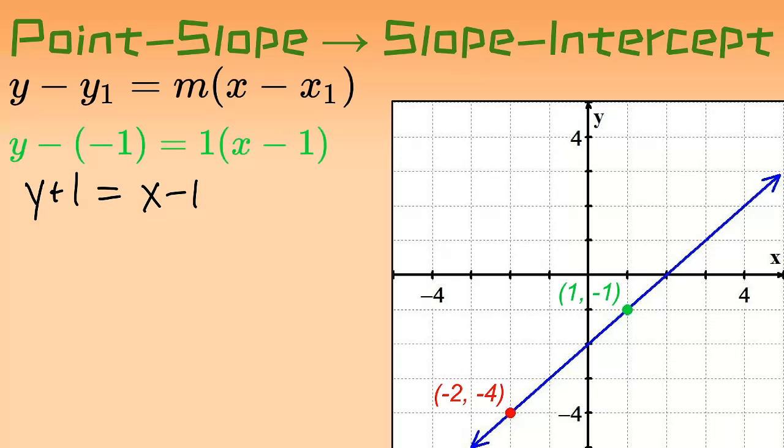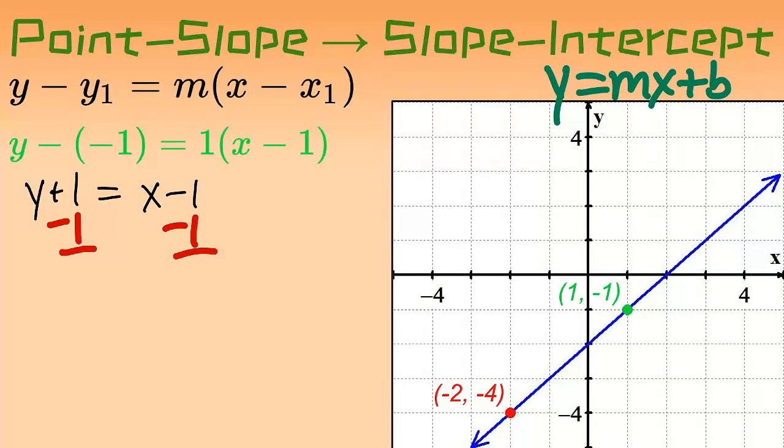And now in order to solve this, to write it in slope-intercept form, remember slope-intercept form is y equals mx plus b. So our y has to be isolated. And here our y is not isolated because we're adding 1 to it. So we can subtract 1 from both sides, and we get y on the left-hand side is equal to x minus 2.